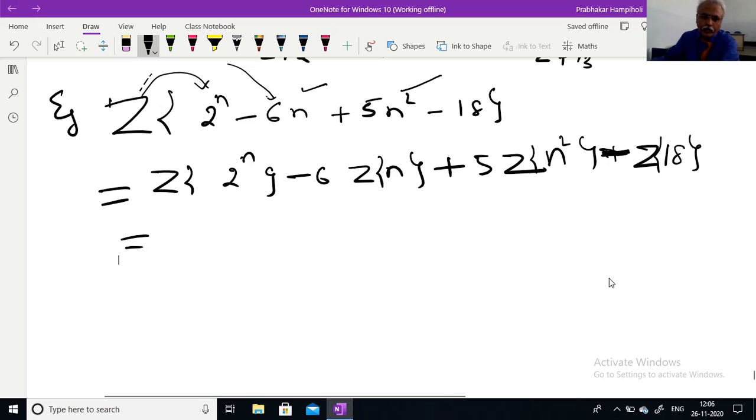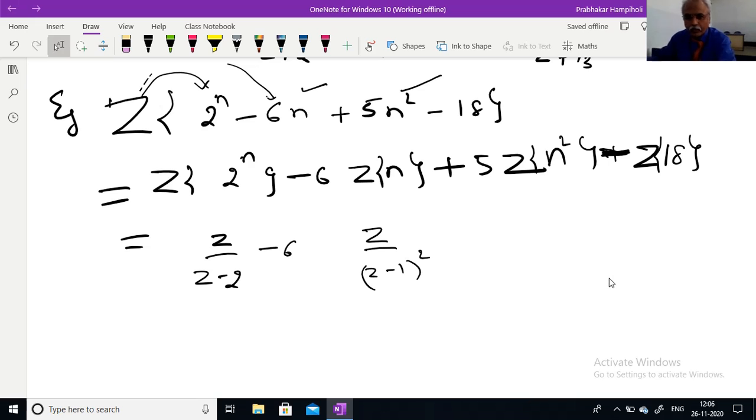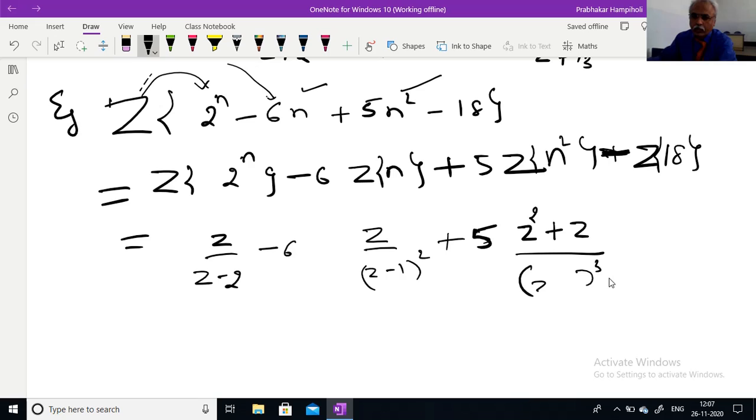If you are used to it, you will do it. This is Z by Z minus 2. This is minus 6 into Z by Z minus 1 whole square. Do you remember that? N square starts from Z square, and n starts from Z square, with 1, 1 as the coefficients, the Z square and Z terms. If it is 2, the denominator power will be 3, always Z minus 1. Minus a constant, something like the Z transform of 18 into the Z transform of 1.